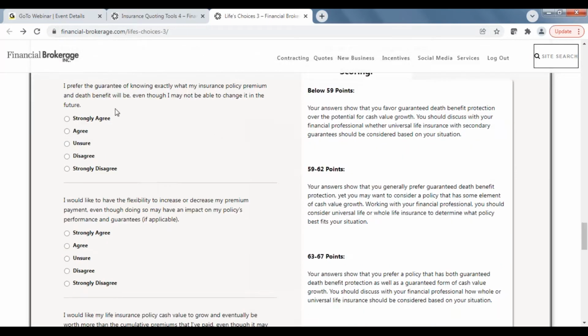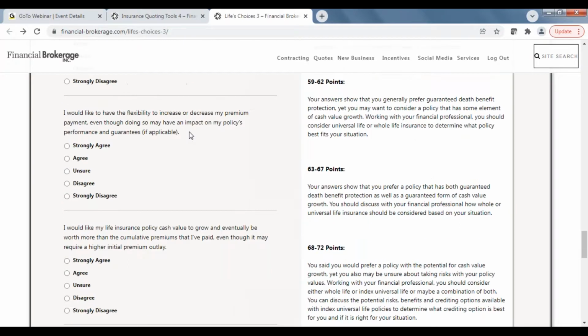And the first one asks about guarantees. I want to know exactly what my premium is going to be at all times. And some people strongly agree with that.